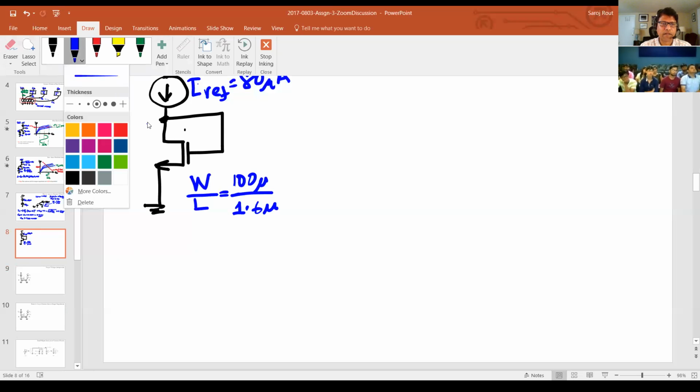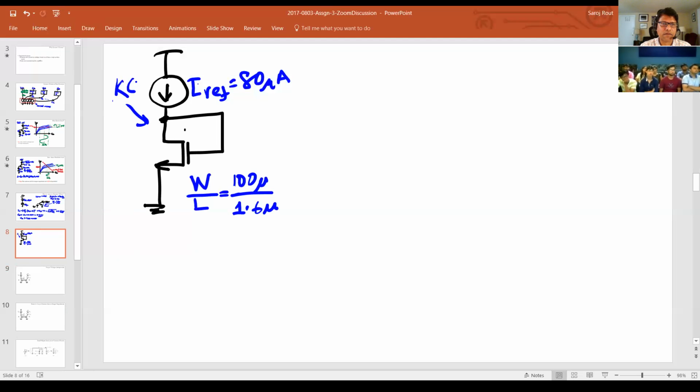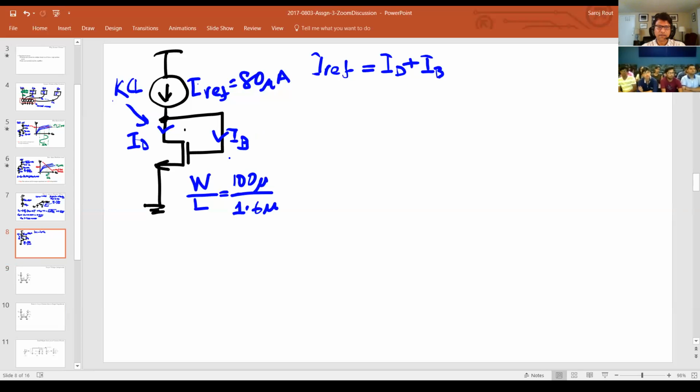Okay, so if I apply KCL on this node, let's say this is base current IB, and that's your drain current ID. So IREF should be equal to what? ID plus IB, right? But in steady state, what is IB? This is not a BJT, right? This is a MOS transistor. So there is no gate current. We usually don't have gate current. So this is usually 0, which means that ID is equal to IREF.